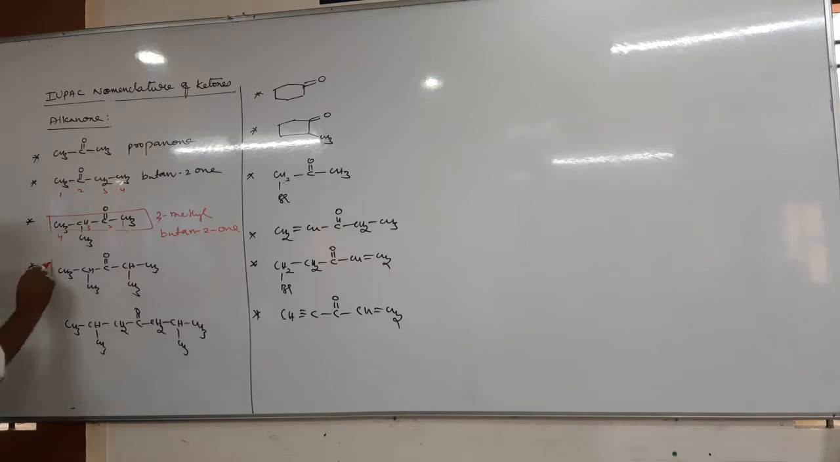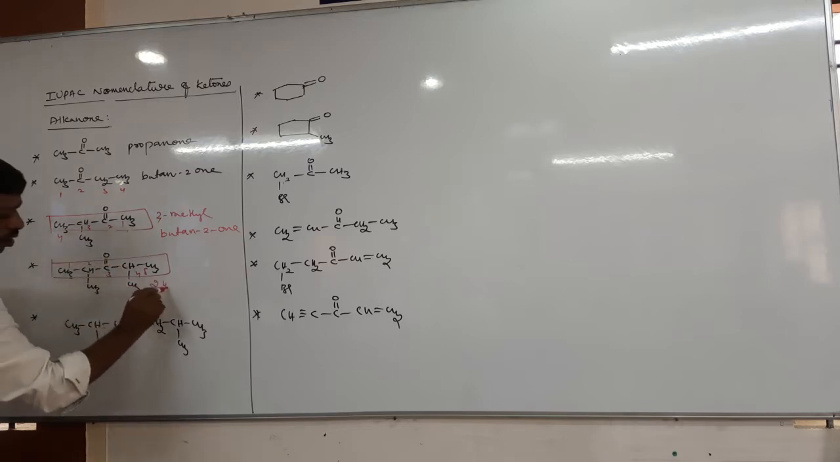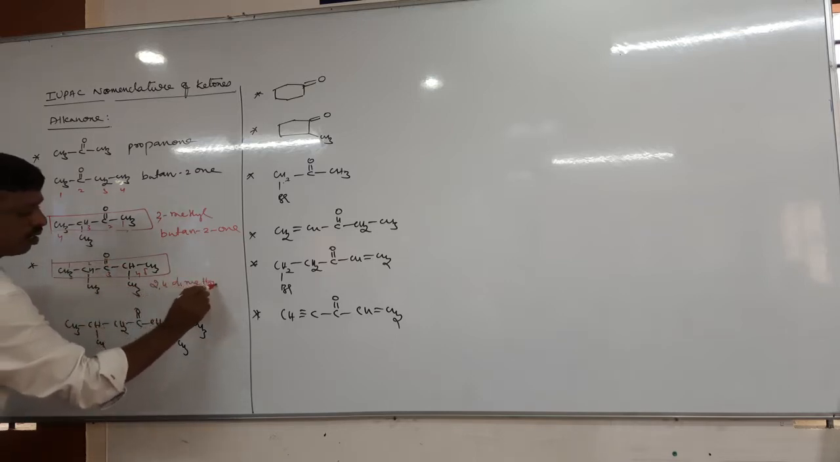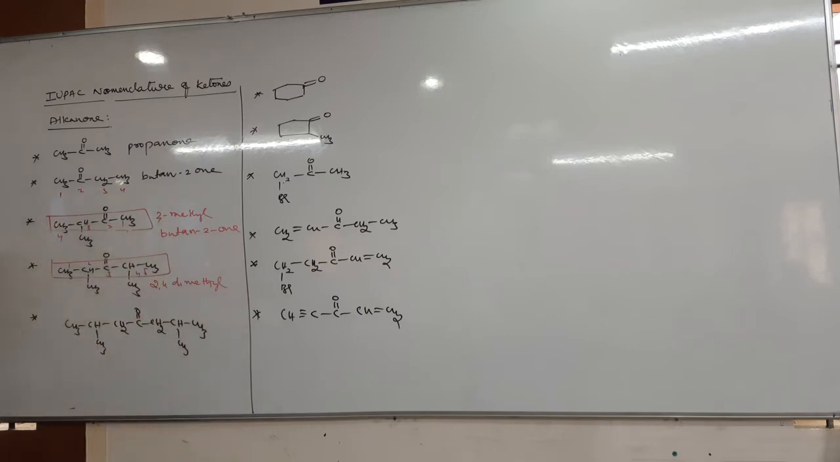Next, select the parent chain. From both sides you will get the same numbering, right? Therefore it is 2,4 dimethyl pent 3-one. Okay. Next, 1, 2, 3, 4. 1, 2, 3, 4. So both sides have the same numbering.